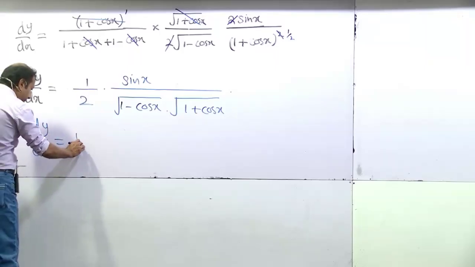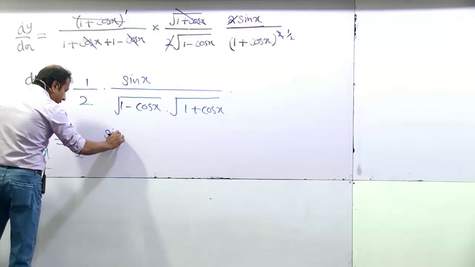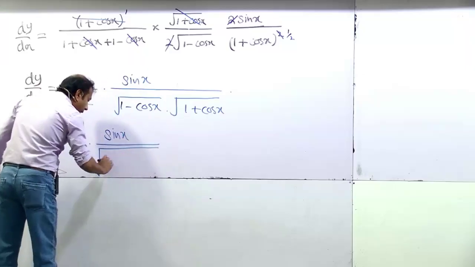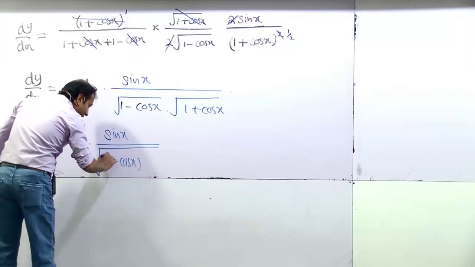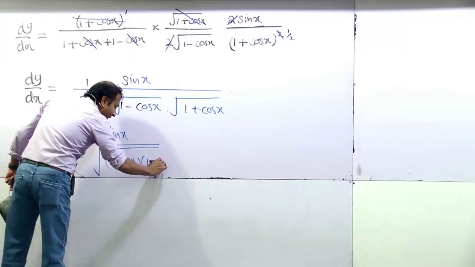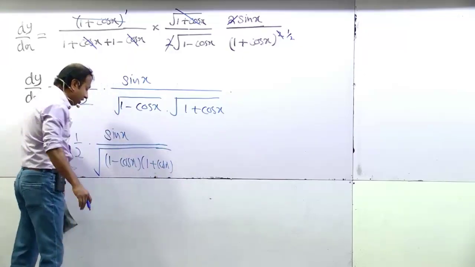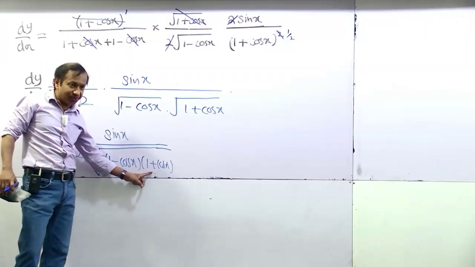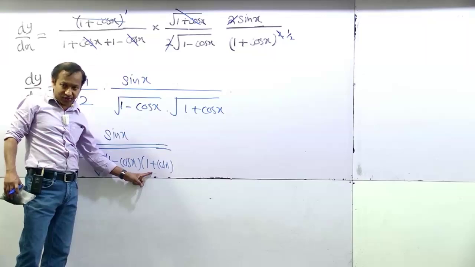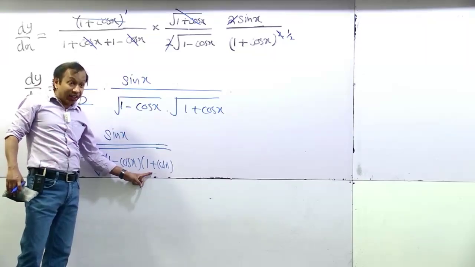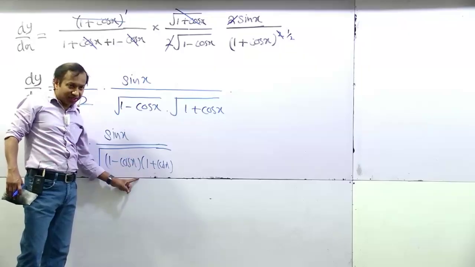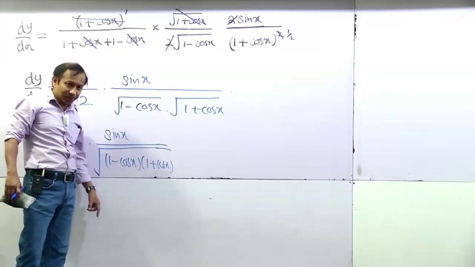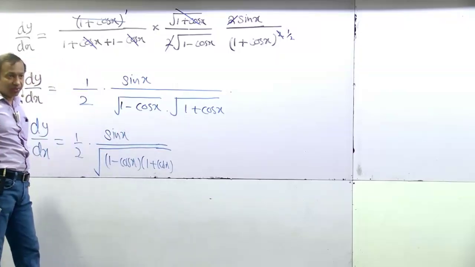This way I am telling. Sin x here, put a single root for both: 1 minus cos x, 1 plus cos x. Here 1 minus cos x into 1 plus cos x is 1 minus cos squared x. What is 1 minus cos squared x? Sin squared x. But that is inside the root. What is that? Sin x. That sin x and this sin x we can cancel down. The root is half. Is it clear there?